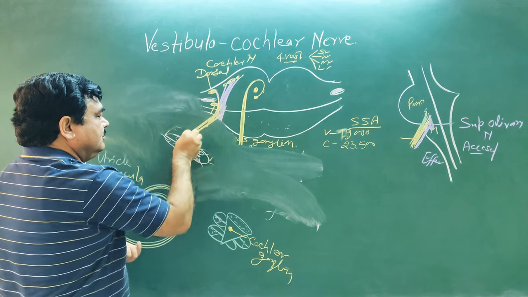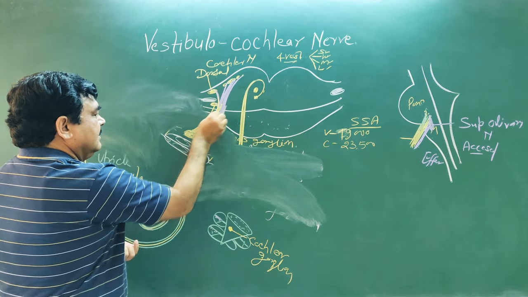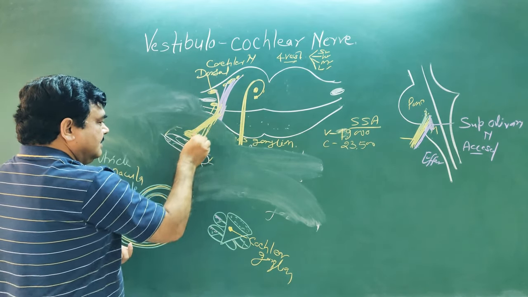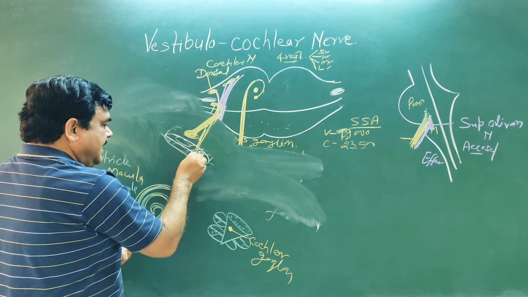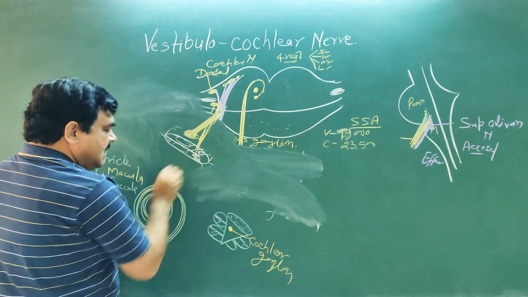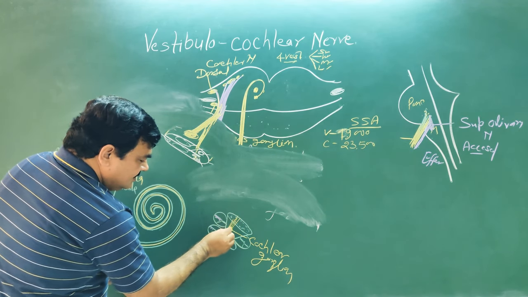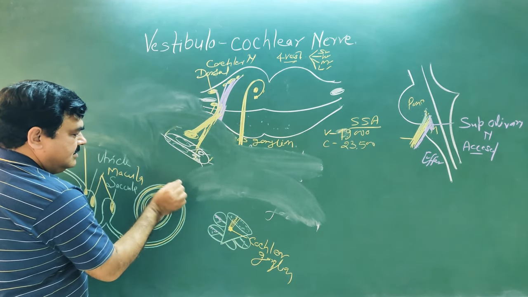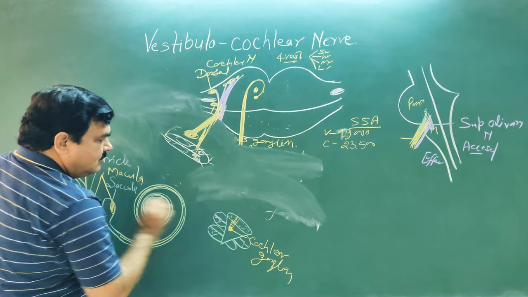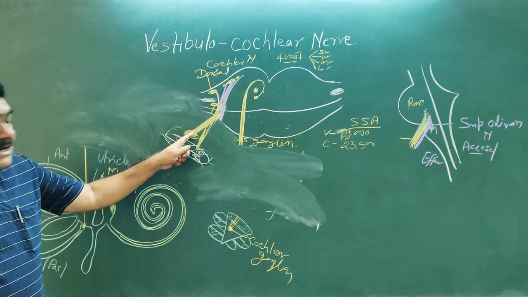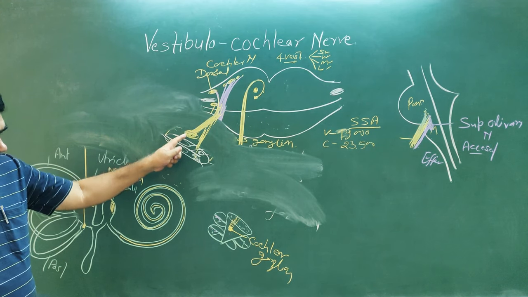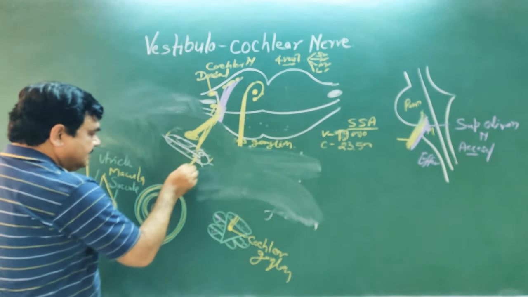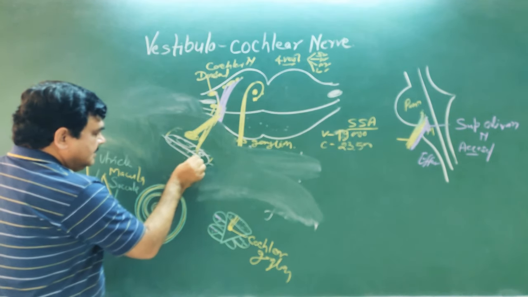here passes to this. Here is a ganglion, this is the vestibular ganglion, and here is the cochlear part. This is cochlear, its nerve passes through this, and its ganglion lies here. So this is the cochlear ganglion. The vestibular ganglion, or Scarpa's ganglion, lies in the internal acoustic meatus, and the cochlear ganglion lies in the modiolus. So from here, the fibers go into the modiolus. This is the modiolus.